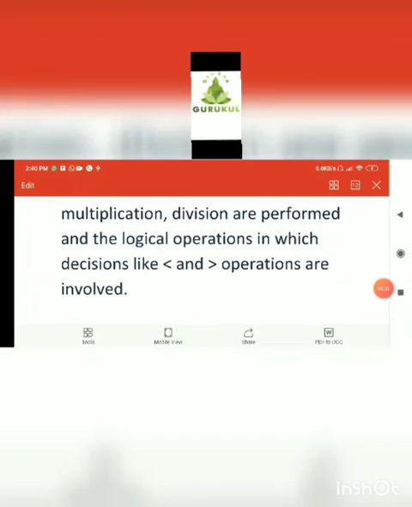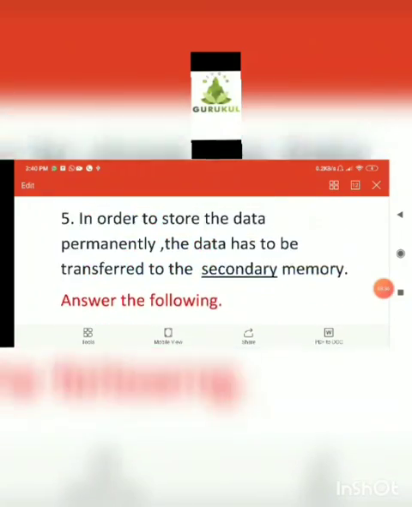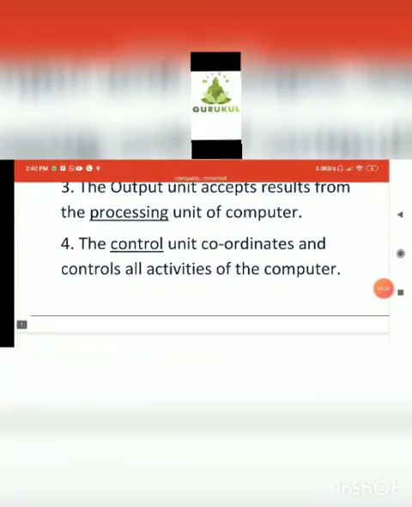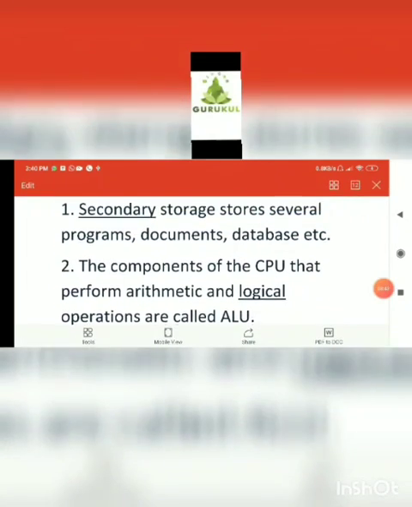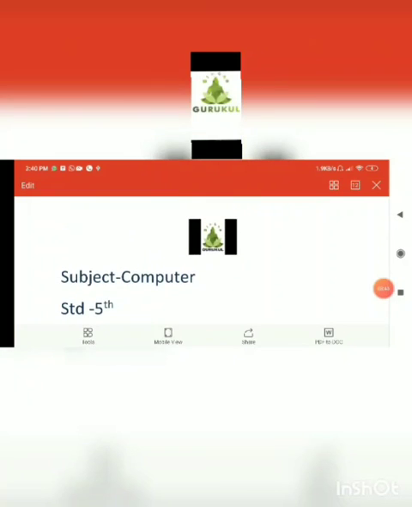Kids, what you have to do, you have to remember each and every question and answer properly. These are the questions and answers from the exercise. The questions may also come from the textbook, so you need to read the textbook properly so that you can answer all the questions in the examination.